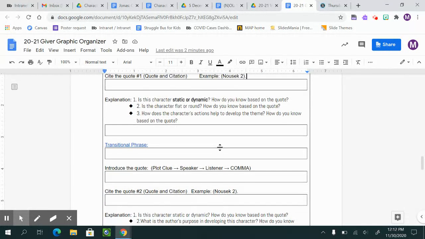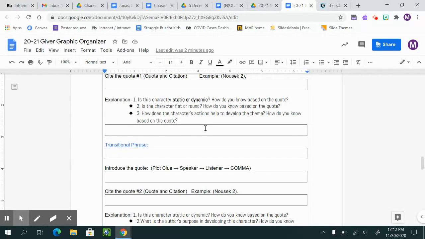Then in your explanation, this is where it's out of four points. So you need to really develop this. There are three questions, so you want to have a minimum of six sentences. That's two per question, but you probably want to have even more than just six. So is this character static or dynamic? You know that the character is dynamic, so tell me how you know they're dynamic based on the quote. Then tell me if the character is flat or round. Tell me that the character is round.